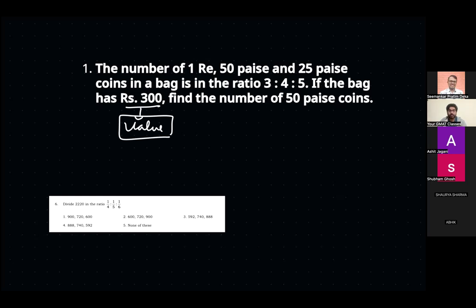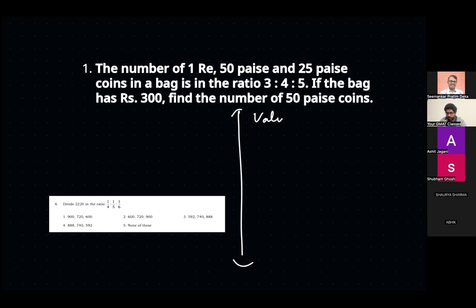So for this question, yes, for second question, option one is correct. The number of 1 rupee, 50 paisa, and 25 paisa coins in a bag is in the ratio 3:4:5. If the bag has rupees 300, find the number of 50 paise coins. So the idea is denomination, number of coins, and finally value.